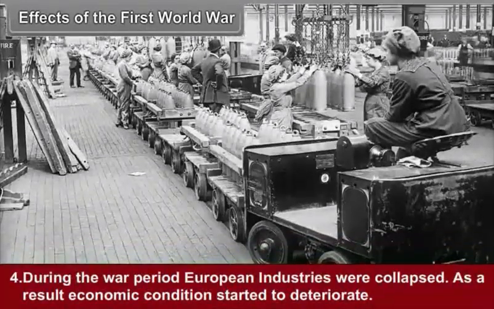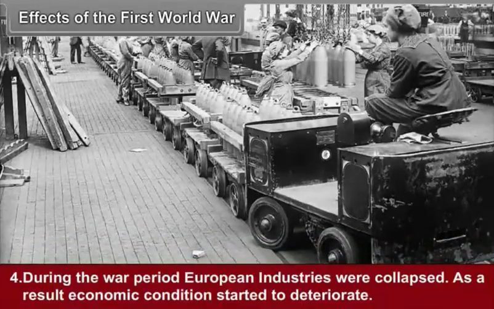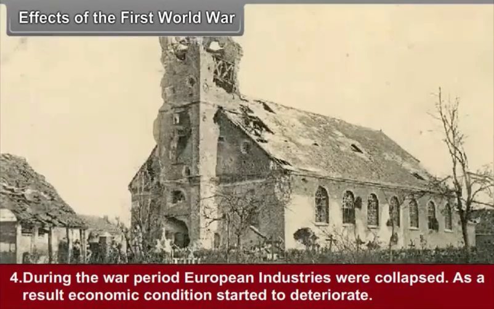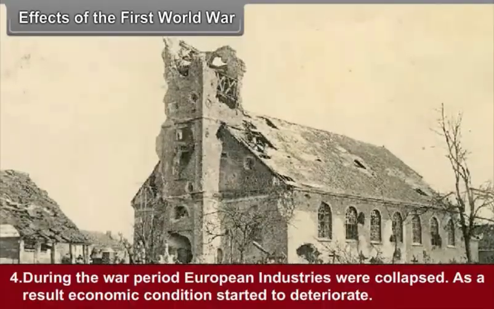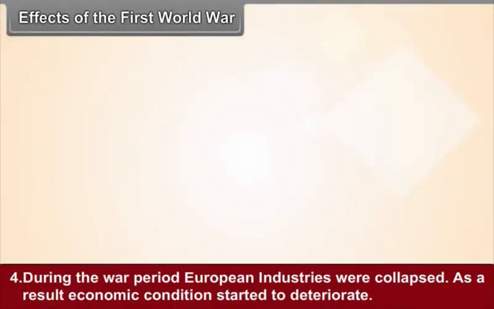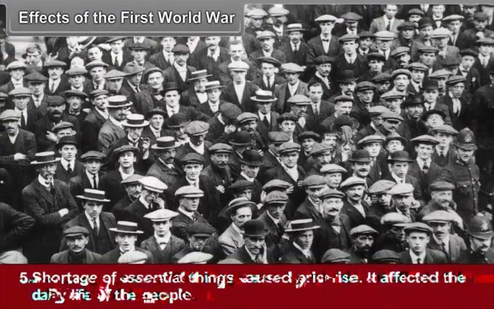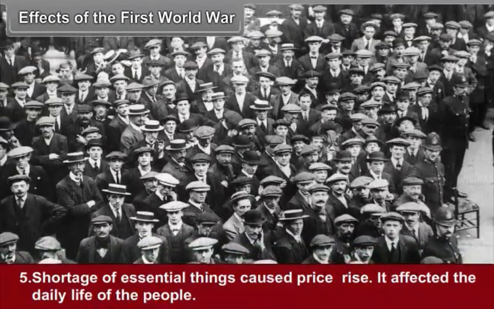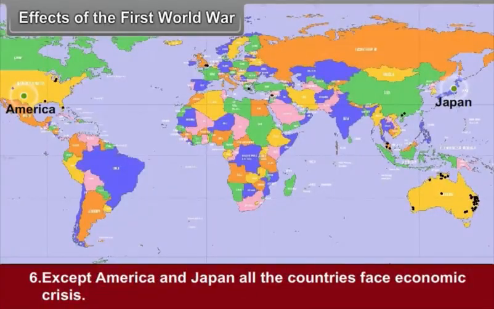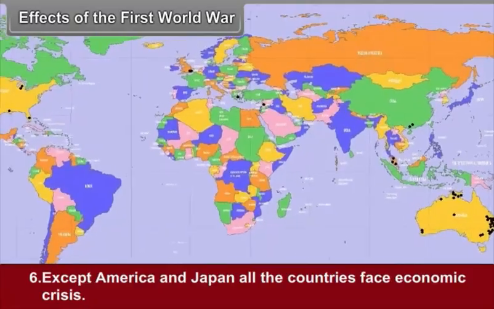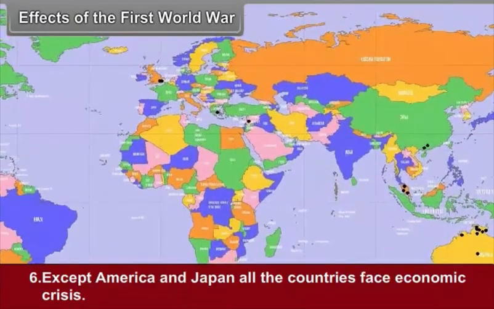Fourth, during the war period, European industries collapsed. As a result, economic conditions started to deteriorate. Fifth, shortage of essential things caused price rise. It affected the daily life of the people. Sixth, except America and Japan, all the countries faced economic crisis.